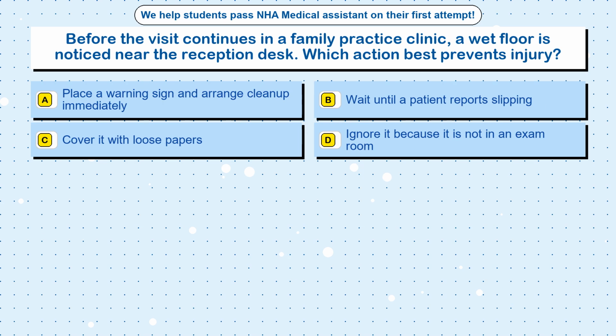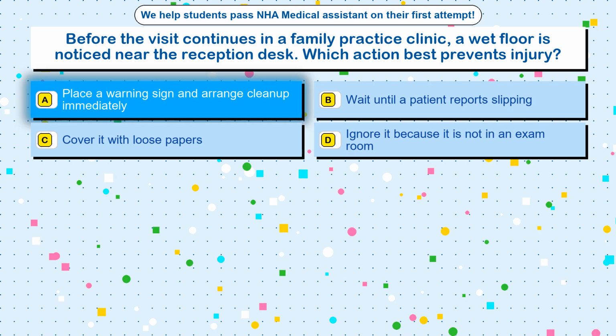Question 35. Before the visit continues in a family practice clinic, a wet floor is noticed near the reception desk. Which action best prevents injury? Option A. Place a warning sign and arrange cleanup immediately. Option B. Wait until a patient reports slipping. Option C. Cover it with loose papers. Option D. Ignore it because it is not in an exam room. The correct answer is option A. Place a warning sign and arrange cleanup immediately.